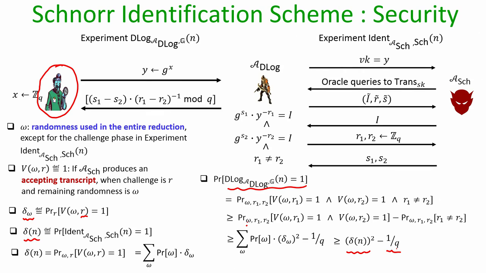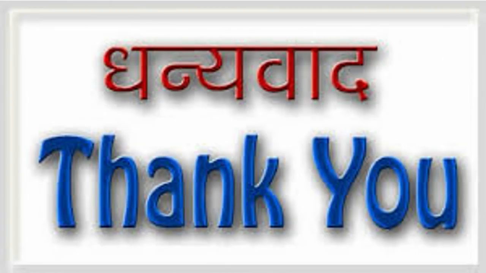If q is some exponential function in the security parameter, then 1 over q is negligible. And as per the assumption, the advantage of the discrete log solver should be some negligible function. That proves that the square of the advantage of the adversary against the identification scheme also should be negligible.